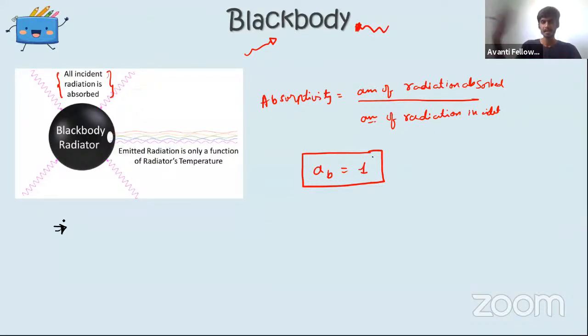A black body is going to absorb everything. How much is it going to emit? What factors does it depend on? Could you guess? So an example of a perfectly black body is the sun, because it absorbs all the radiation, it emits all the radiation.